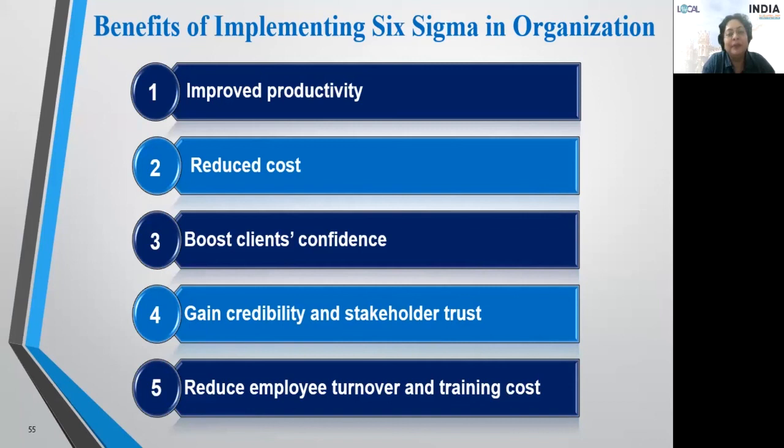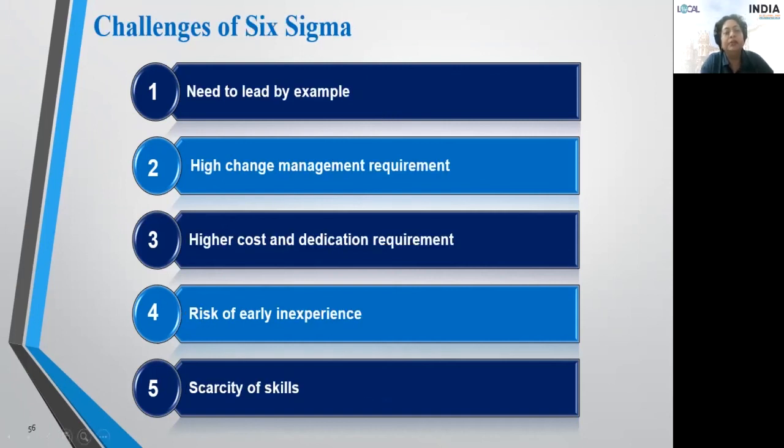The benefits of implementing Six Sigma are improved productivity, reduced cost, boosted clients' confidence, gained credibility and stakeholder trust, and reduced employee turnover and training cost. So in short, these are the benefits. Then the challenges that we face are the need to lead by example, high change management requirement, high cost and dedication requirement, risk of early inexperience, and scarcity of skills. So these are the challenges we face.